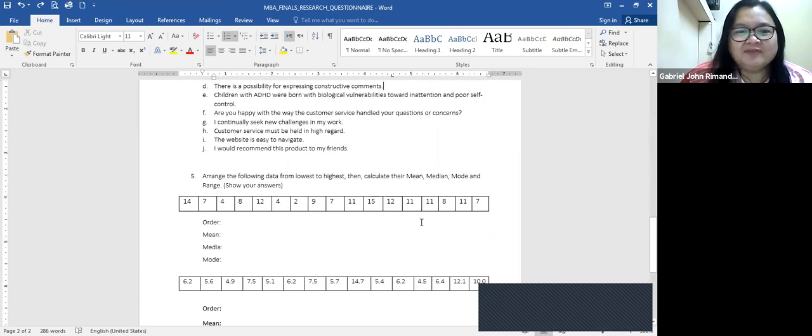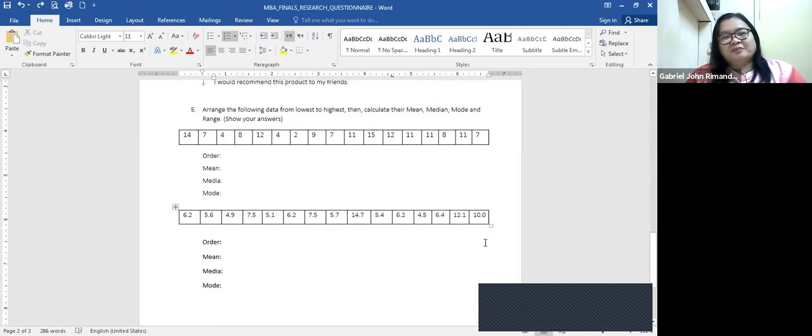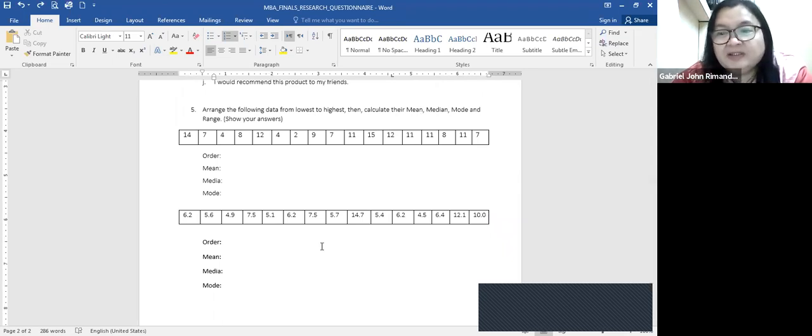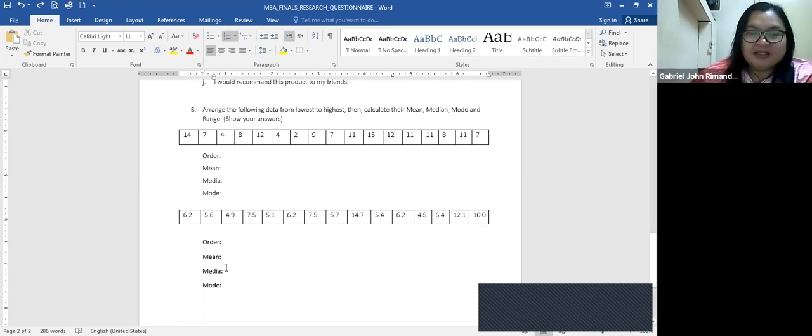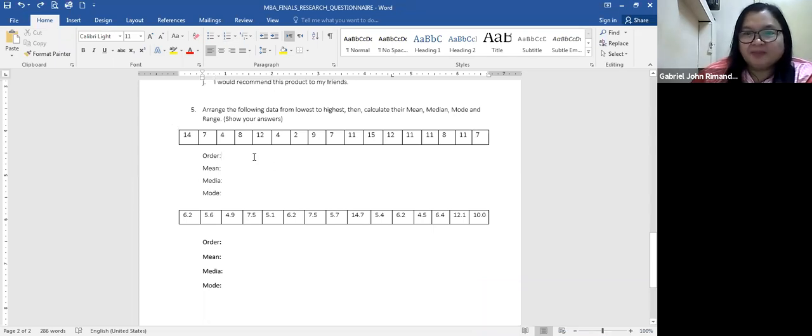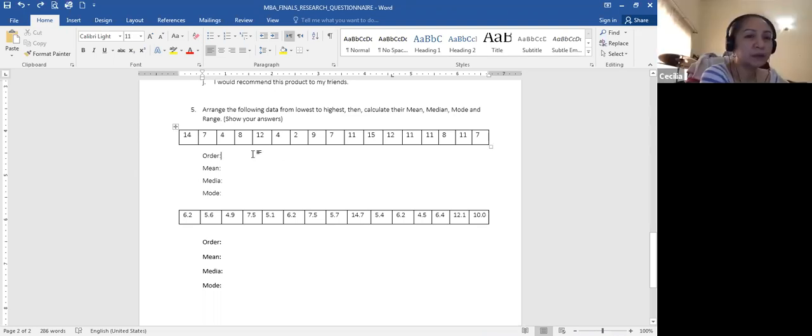Number 5. You need to compute. Arrange the following data from lowest to highest. You did this last week, no? Then calculate their mean, median, mode, and range. Show your answers. These are the numbers, these are the digits, and then place the order here, from lowest to highest. You might make mistakes in the ordering.